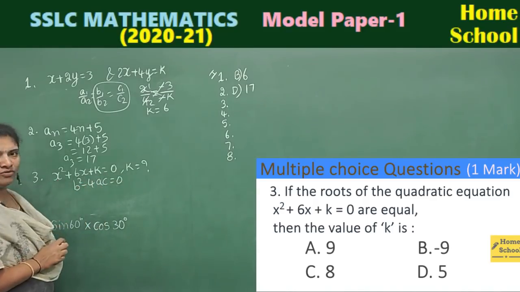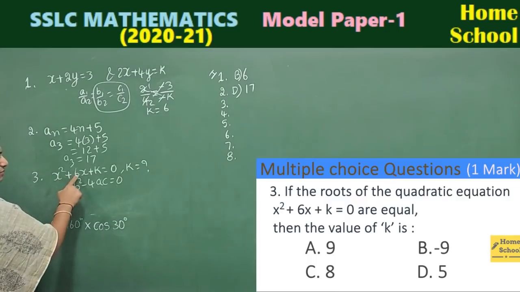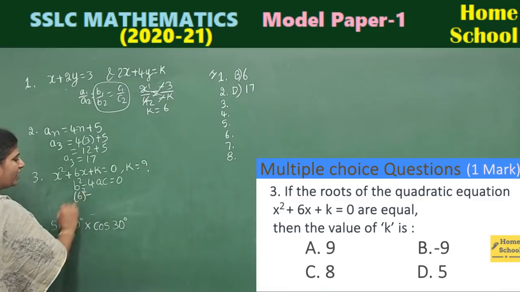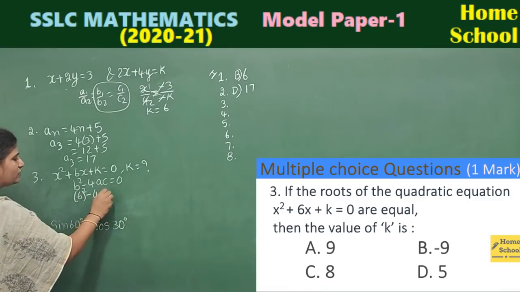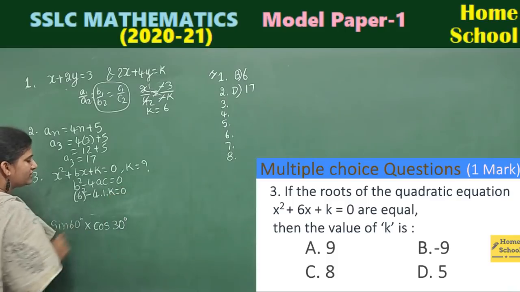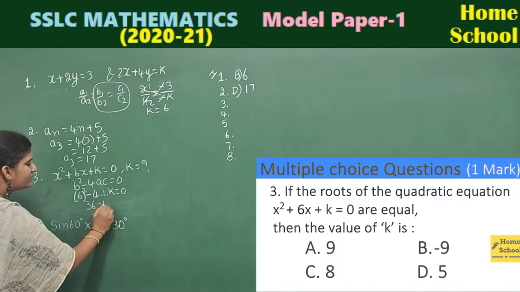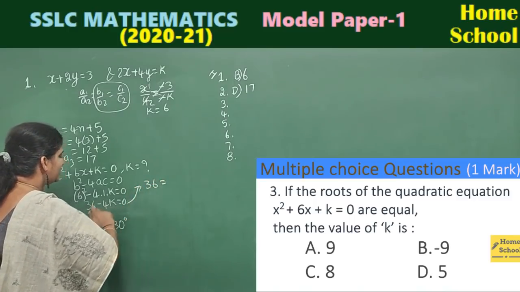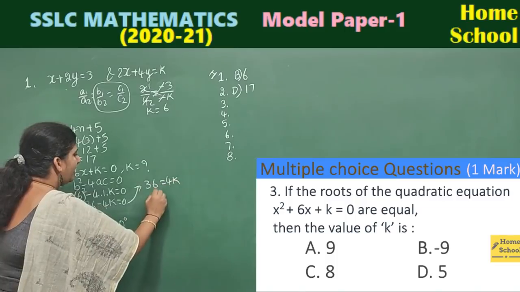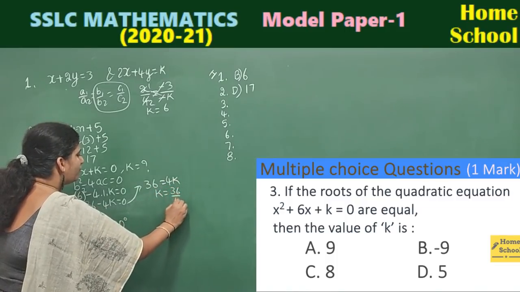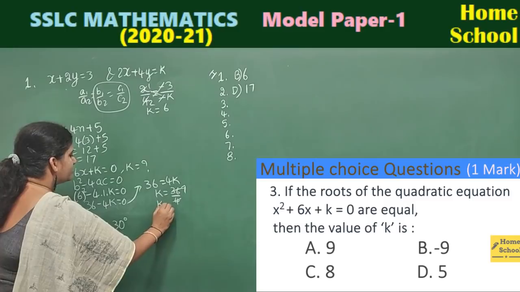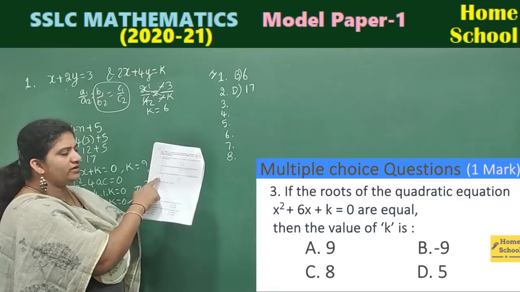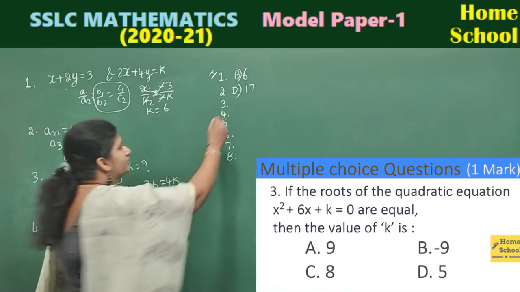Compare this with the standard form of the quadratic equation. a value 1, b value 6, c value k. Substitute 6 whole square minus 4 into a value is 1, c value is k is equal to 0. 6 6s are 36 minus 4k equal to 0. 36, transpose minus 4k to the other side. k is equal to 36 by 4. 4 9s are 36. What is k value? k value is 9. See the option. Option A, 9 is your answer.